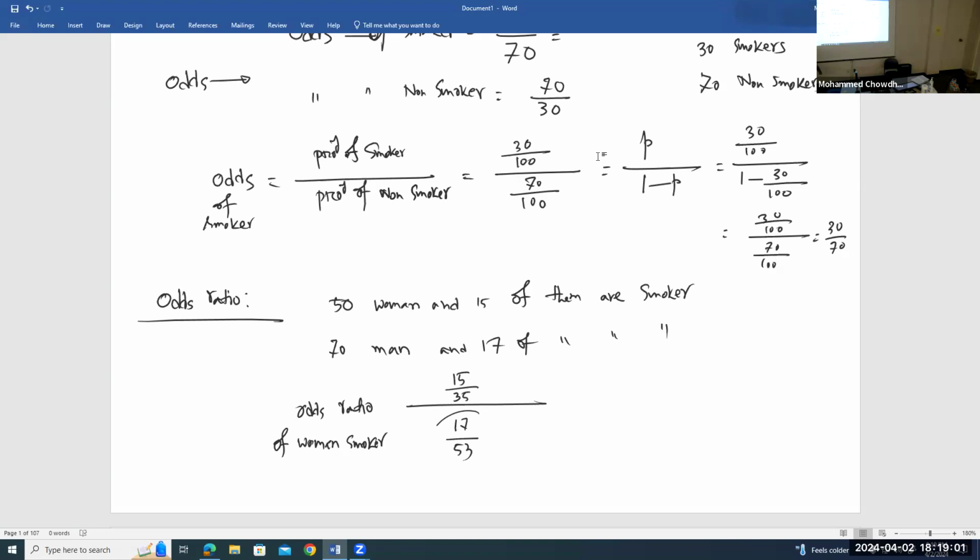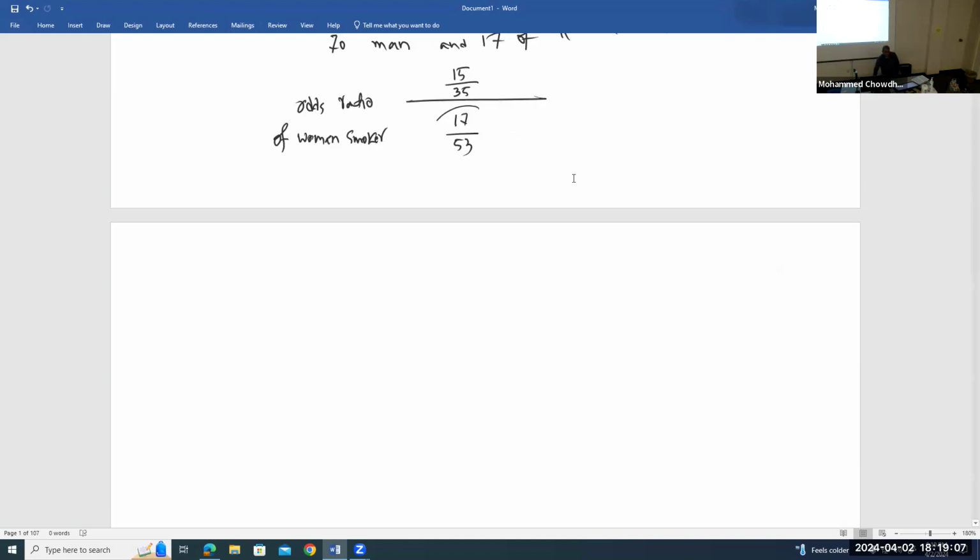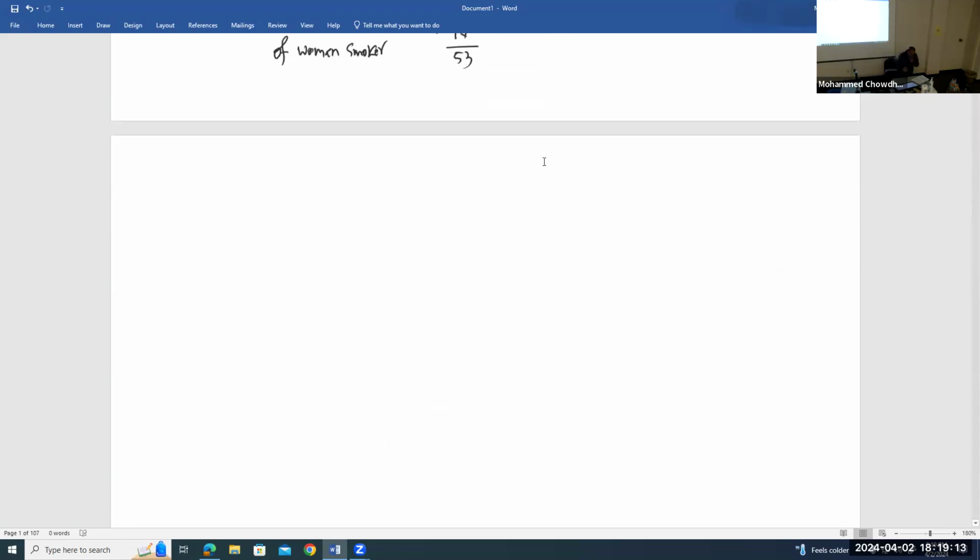I'm going to show you an example. In real life, there are a lot of applications of this. So now you understand what is odds, what is odds ratio, okay? So now, suppose this is a true. And this is prediction.